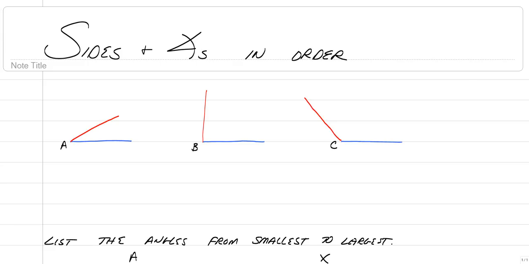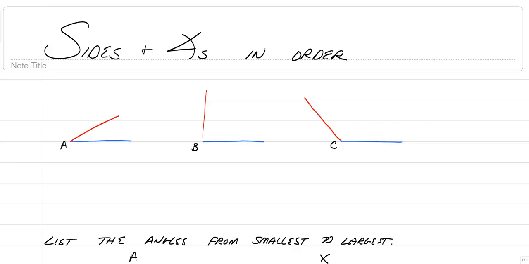This video is going to teach you how to name sides and angles from smallest to largest, or largest to smallest for that matter. It doesn't really matter which order, in triangles. To do that, we are going to imagine that we are going to draw a purple segment at the ends of the red and the blue one.